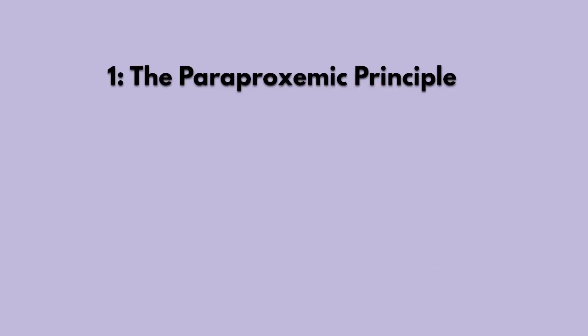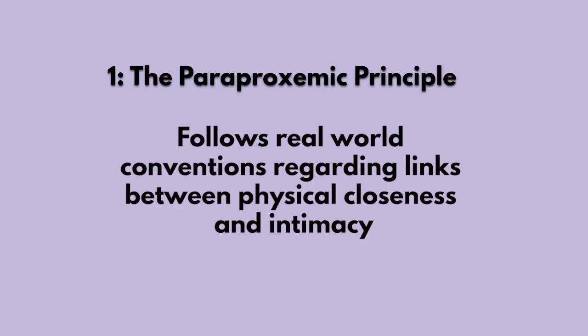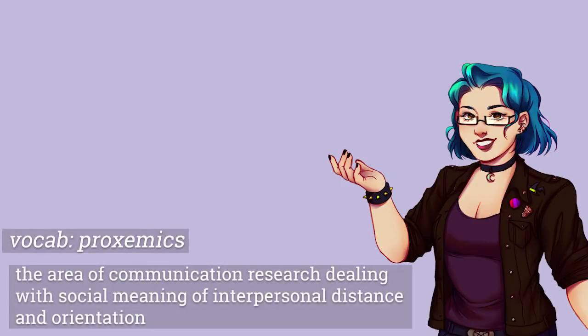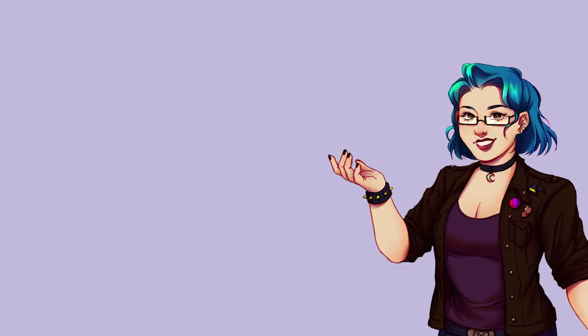Number 1. The paraproxemic principle. This follows real-world conventions regarding links between physical closeness and intimacy, or the means of interpreting social meaning of interpersonal distance and orientation. Proxemics is the area of communication research dealing with social meaning of interpersonal distance and orientation. Now, this could be the audience's sense of intimacy with a character being enhanced by a close-up, or related to a subjective camera, meaning framing a scene through the eyes of a participant, just for a couple of examples.